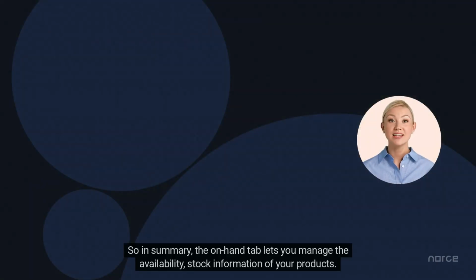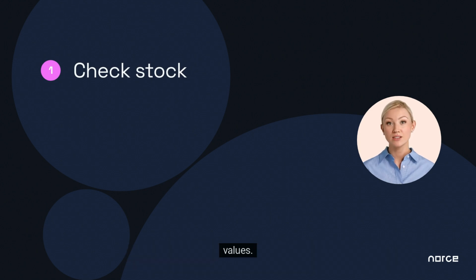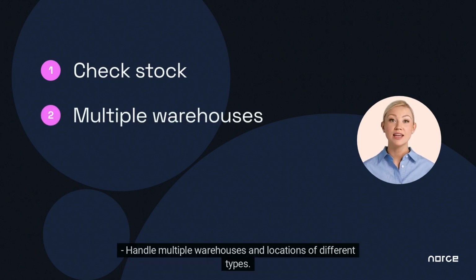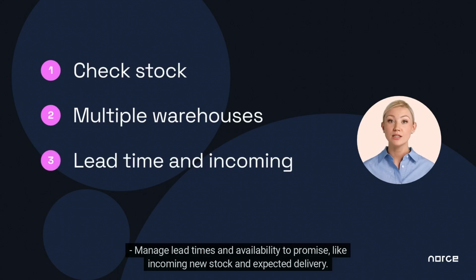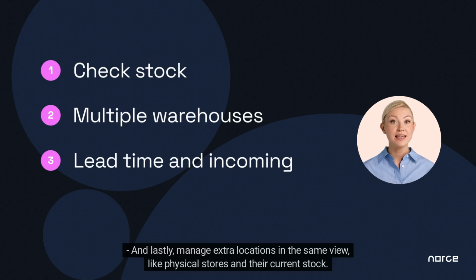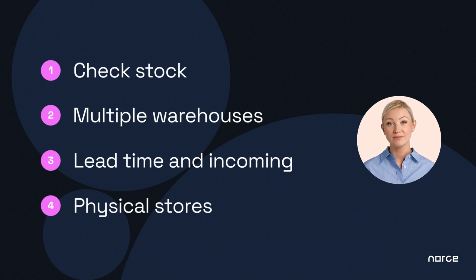So in summary, the On Hand tab lets you manage the availability, stock information of your products. Have a place to check that stock is coming in from integrations regularly or manually maintain on-hand values. Handle multiple warehouses and locations of different types. Manage lead times and availability to promise, like incoming new stock and expected delivery. And lastly, manage extra locations in the same view, like physical stores and their current stock.